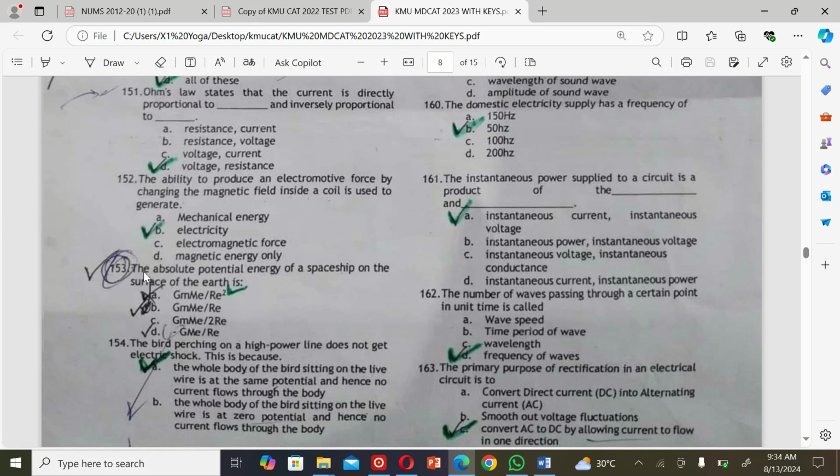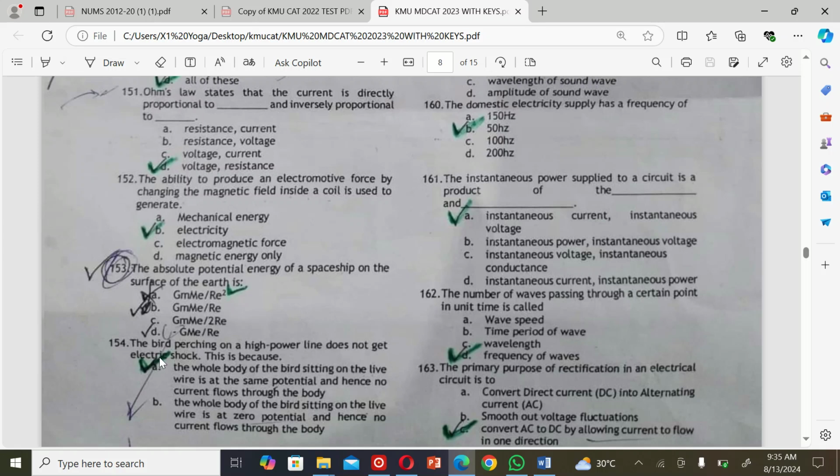The next MCQ is: the absolute potential energy of a spaceship on the surface of the Earth is A, GMm divided by R squared. So the correct option is A.